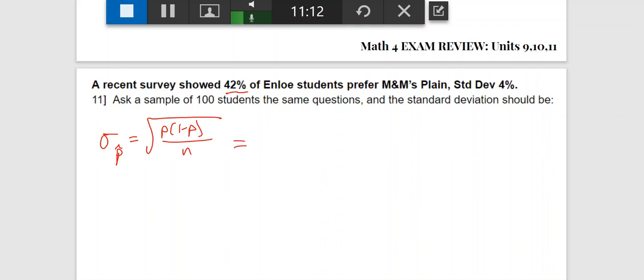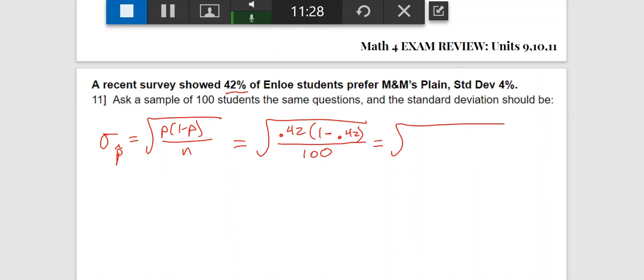Now, in this particular case, p is 42. So we're going to have 0.42 times 1 minus 0.42, and n was 100 students. Now, 1 minus 42 is basically 58. And that's what I'm going to punch in the calculator.